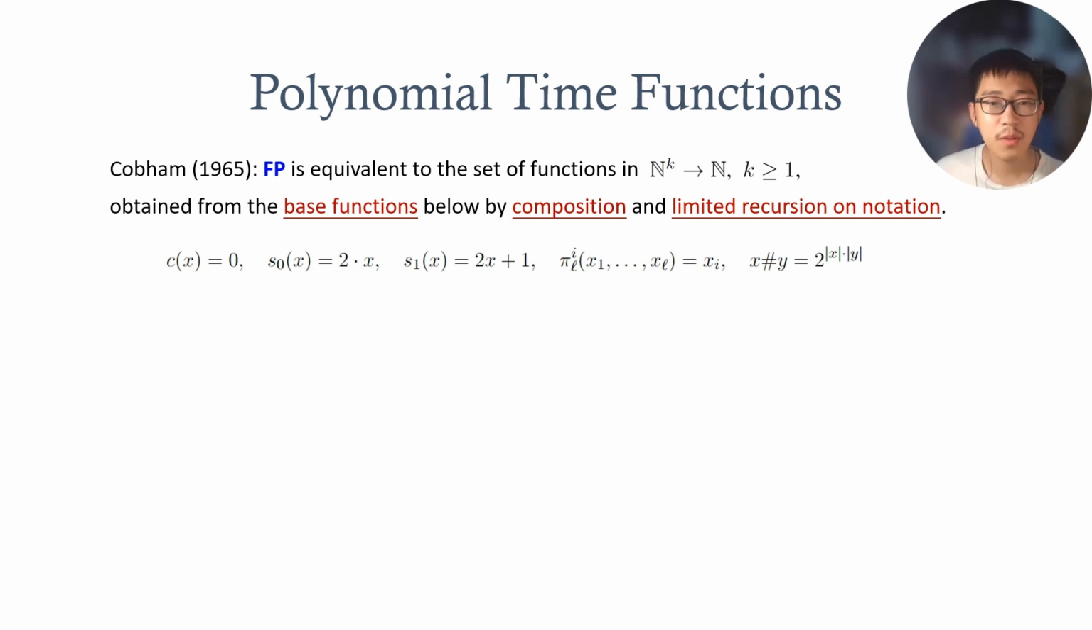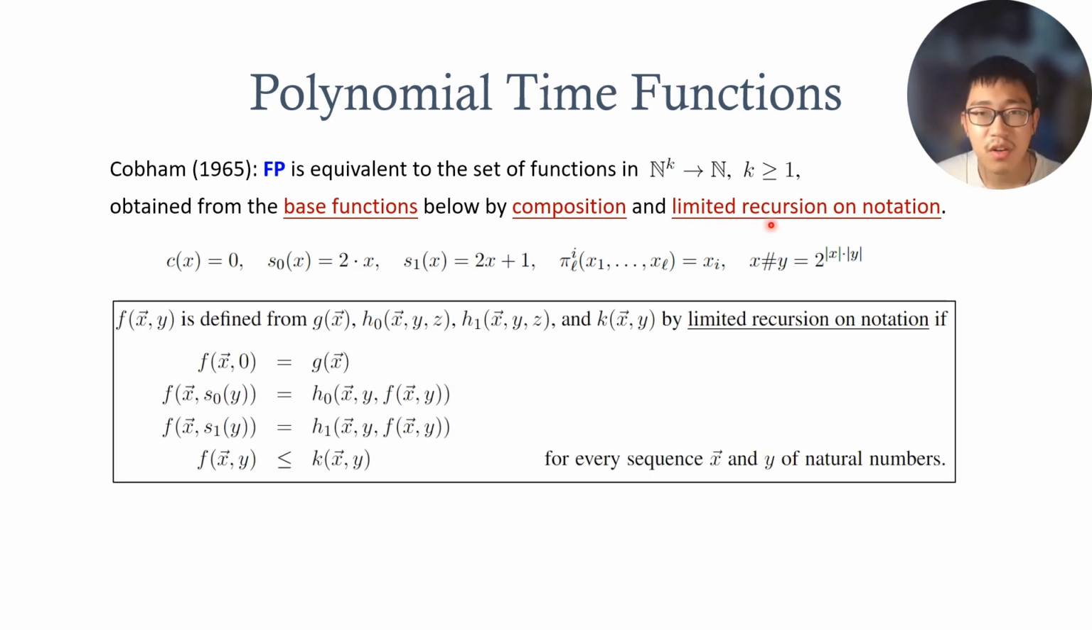To define polynomial time computable functions in arithmetic, the standard approach is to use Cobham's machine-independent characterization of polynomial time computable functions. Cobham shows that the polynomial time computable functions FP are equivalent to the following set of functions obtained from the base functions by composition and limited recursion on notation. Here the base functions include constant functions, doubling plus 1, the projection functions, and the following smash function that gives you a polynomial growth on the length of the strings.